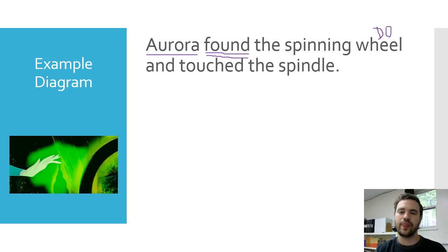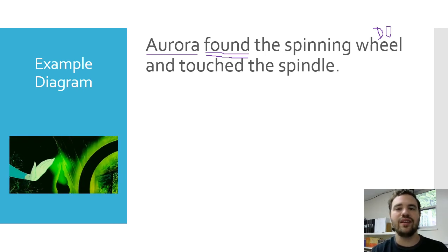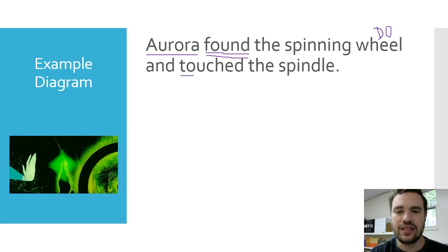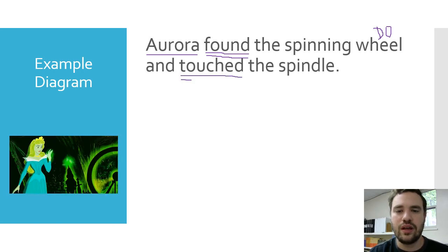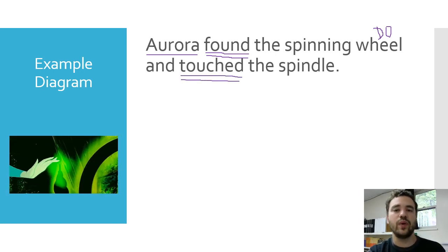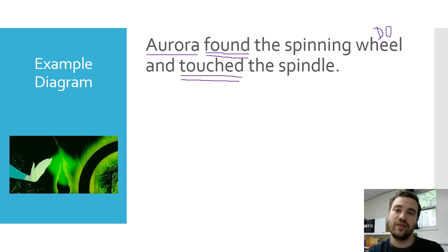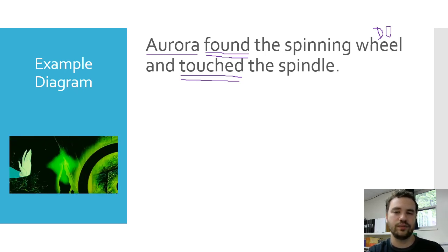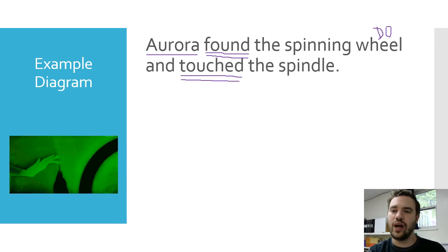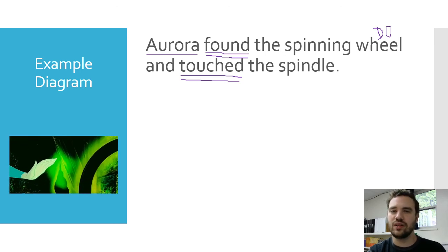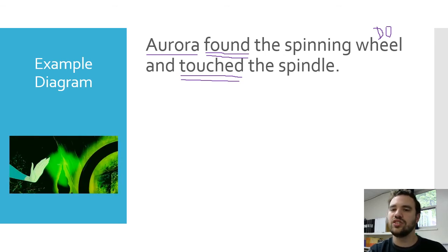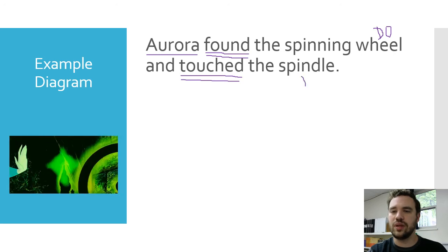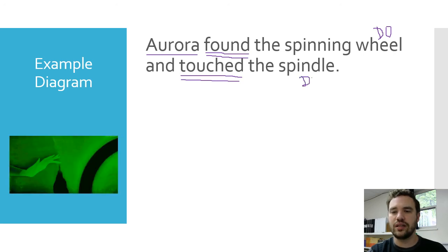However, we notice we've got another action word in this sentence, touched. So we look at that and then we say, who touched? Well, Aurora also touched. She found and she touched. Aurora touched what? Did she touch the spinning wheel? No. She touched the spindle. So the spindle is our other direct object.